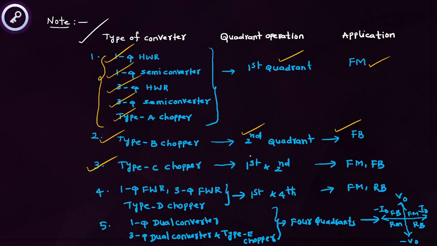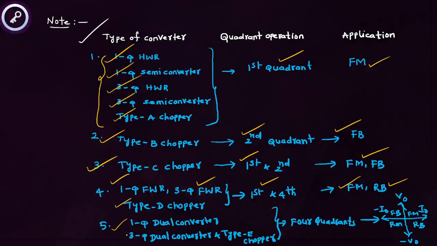Type C chopper is first and second quadrant. Only type C is first and second. No other circuit is first and second. Forward motoring and forward braking, students. Single phase full wave rectifier, three phase full wave rectifier, type D chopper is operated in first and fourth quadrant. That is forward motoring and reverse braking, students.